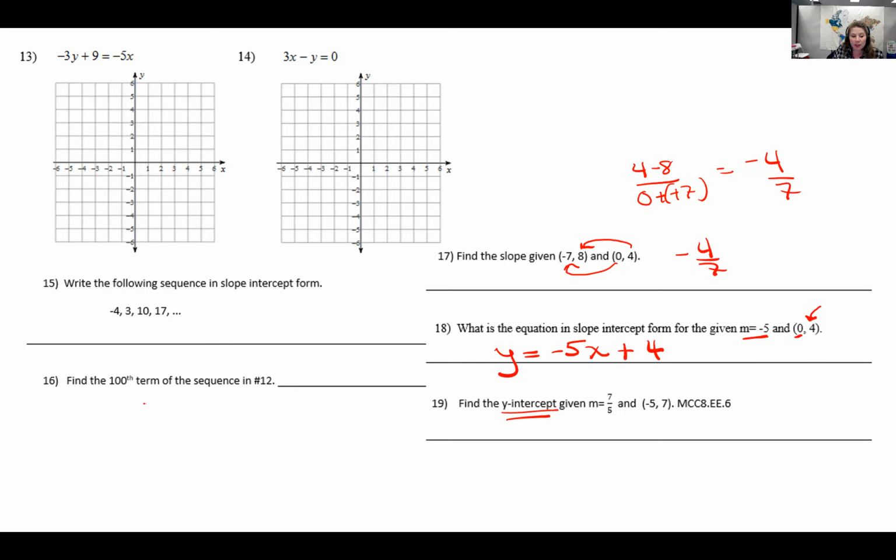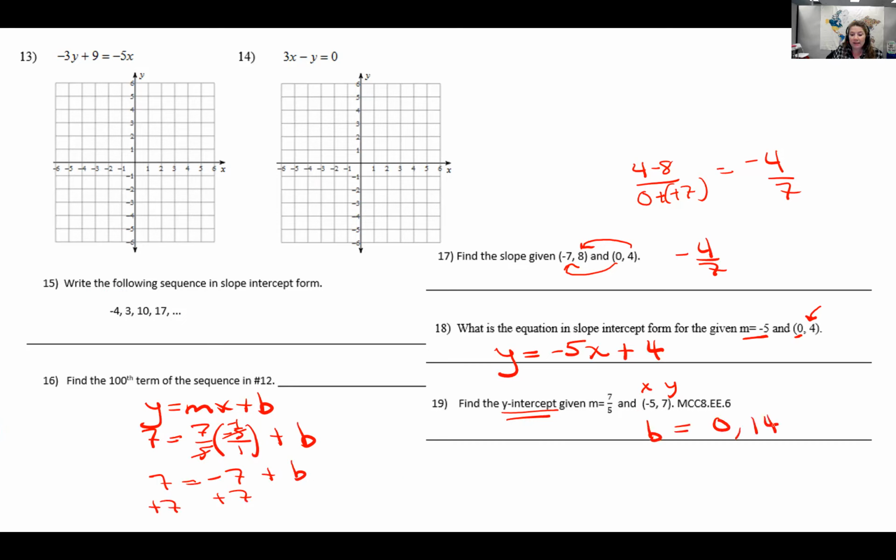So we're going to use our formula y equals mx plus b. So our slope, oh, here's our x and here's our y. So we'll plug in 7 for our y. Our slope is 7/5 times the -5. I'm going to go ahead and put that over 1 plus b. So these cancel. This is left a -1. Okay, so 7 is equal to 7 times -1 is -7. And then if I add 7 to both sides, my y-intercept is 14. Because 7 plus 7 is 14.